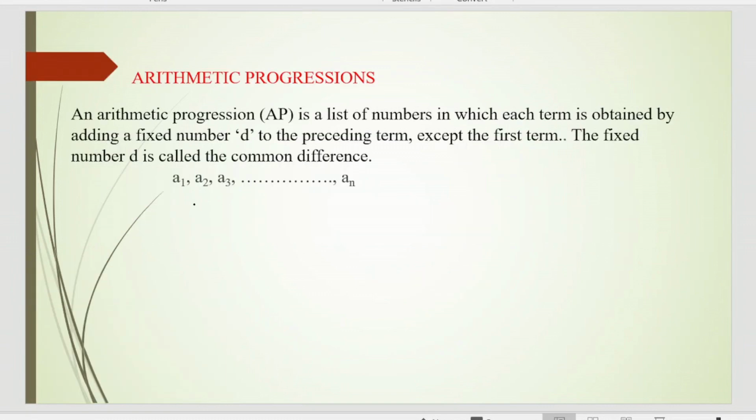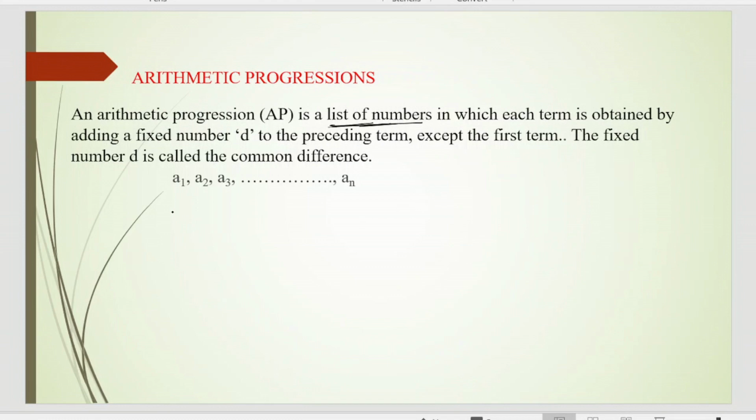So first let us discuss arithmetic progressions. Let us see what is an arithmetic progression. An arithmetic progression is a list of numbers in which each term is obtained by adding a fixed number to the preceding term. It is a list of numbers, or you can say a sequence of numbers, in which each term is obtained by adding a fixed number.